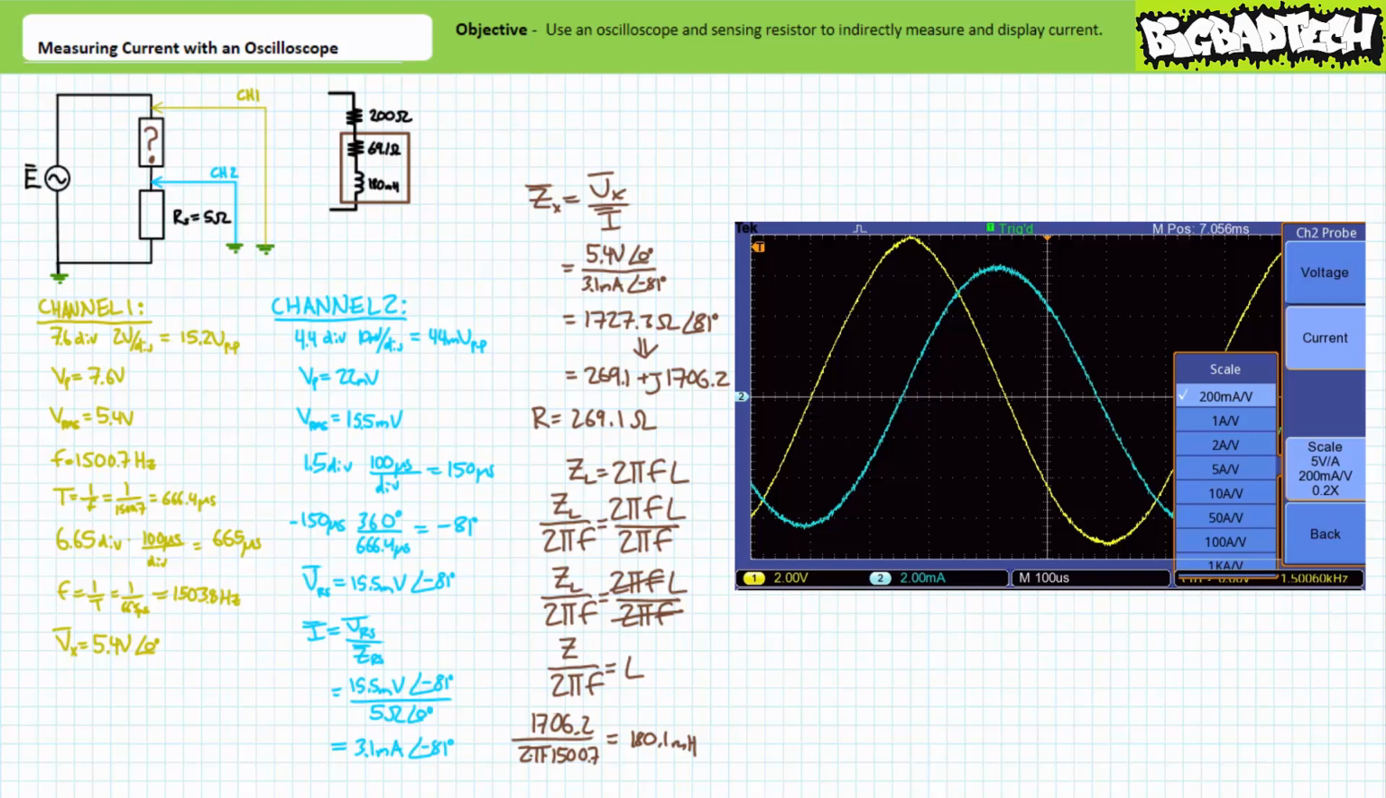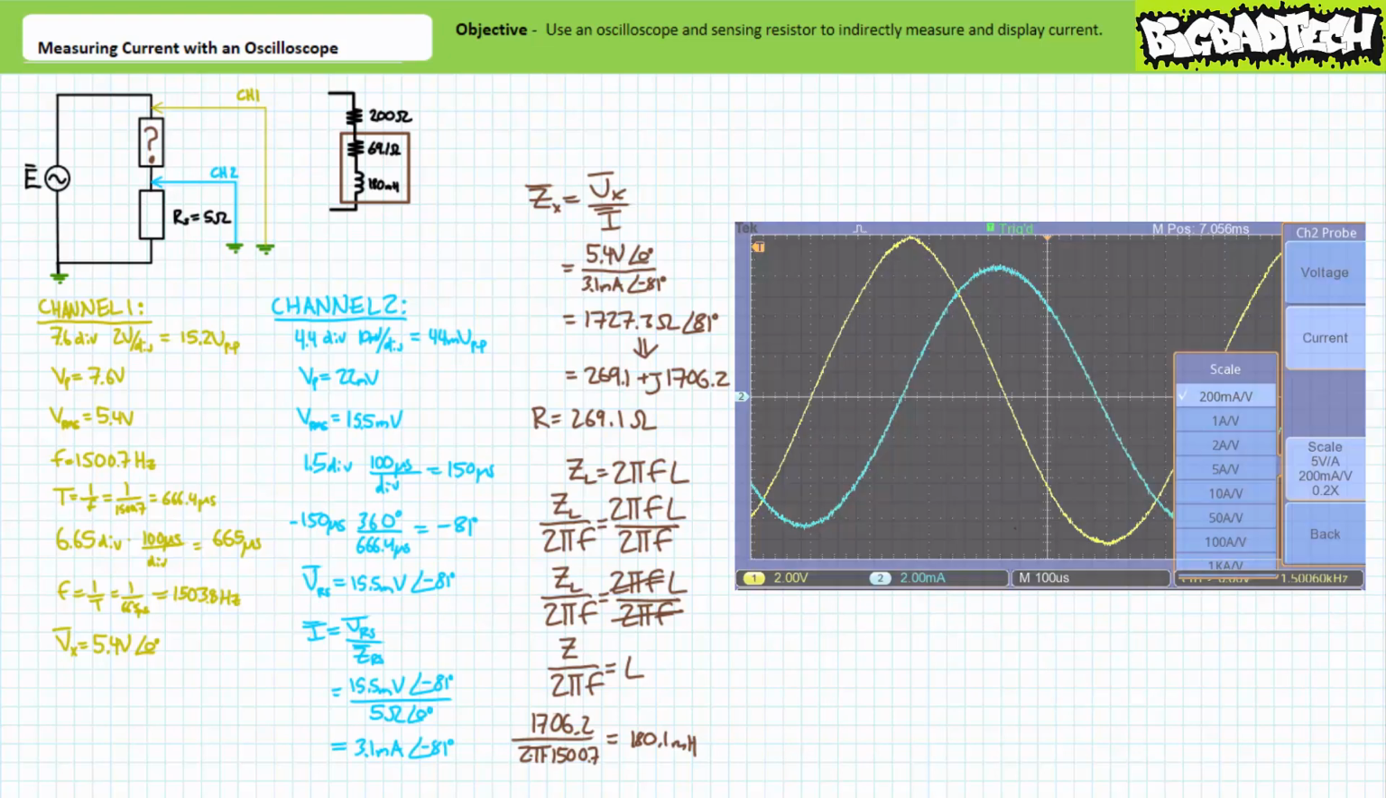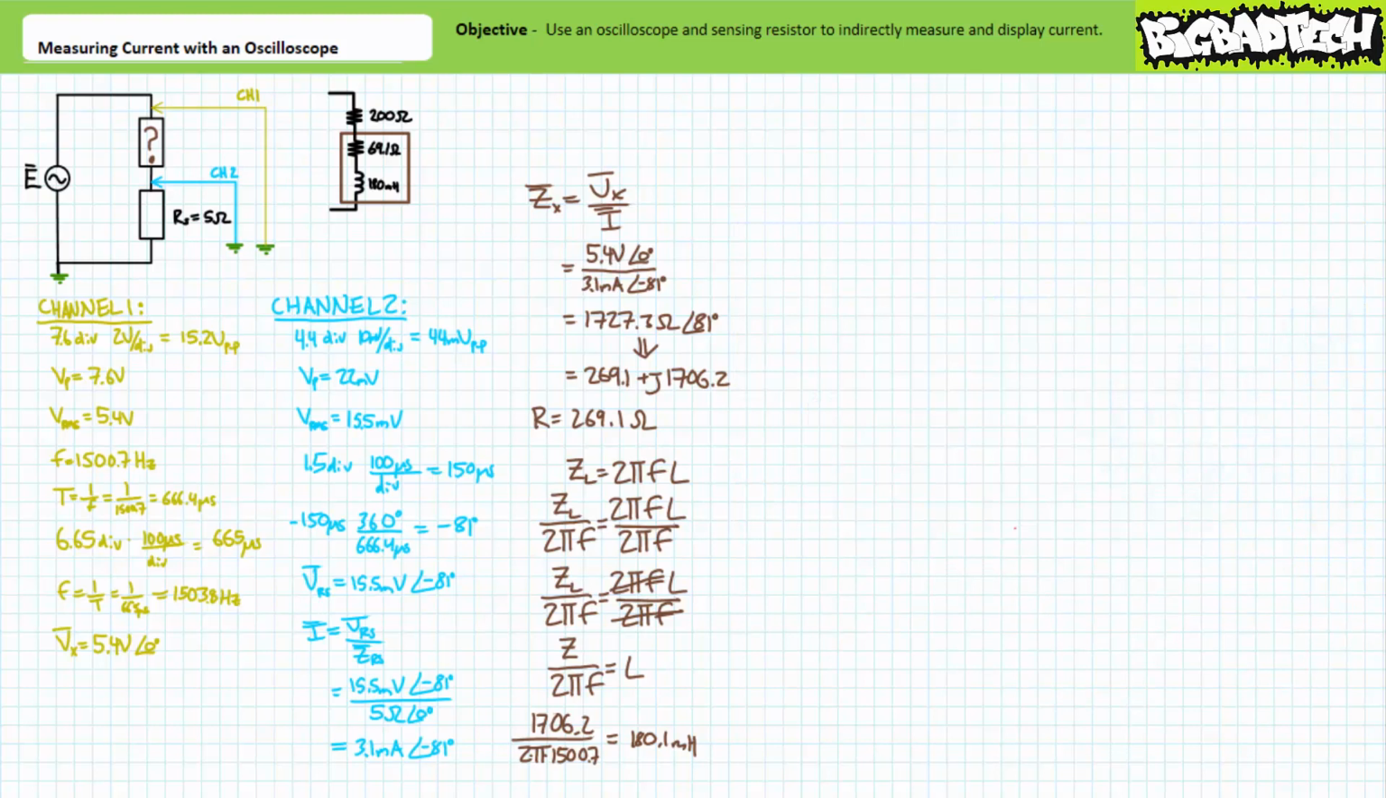Not all oscilloscopes have this ability, nor is it mandatory. However, it sure is convenient. Before we bring this lecture to a close, let's perform an objective review of that last example problem.